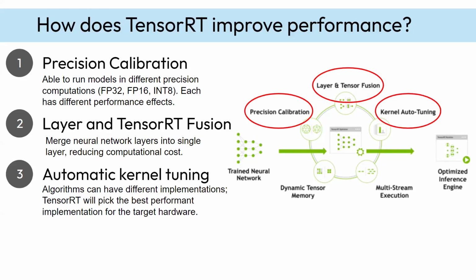The third is automatic kernel tuning. Algorithms can be implemented in various ways. As such, TensorRT automatically selects the most performant algorithm implementation, called kernels, for a specific operation from a large library of kernels. These kernels are selected based on considerations like the type of hardware used, input data size, tensor layout, and other parameters, ensuring that the deployed model runs as fast as possible on the targeted device.